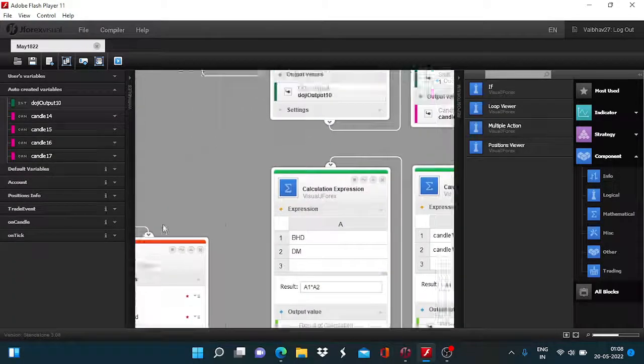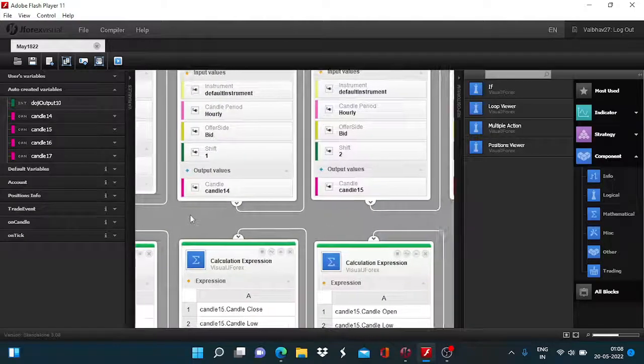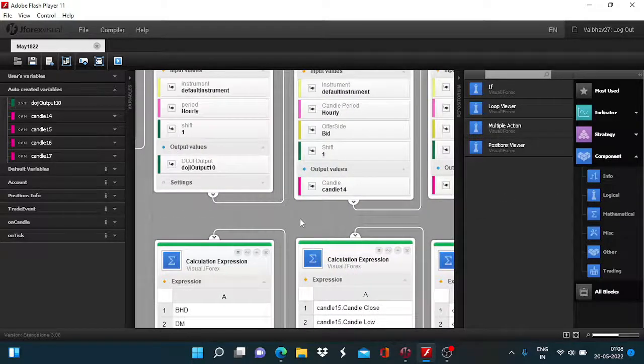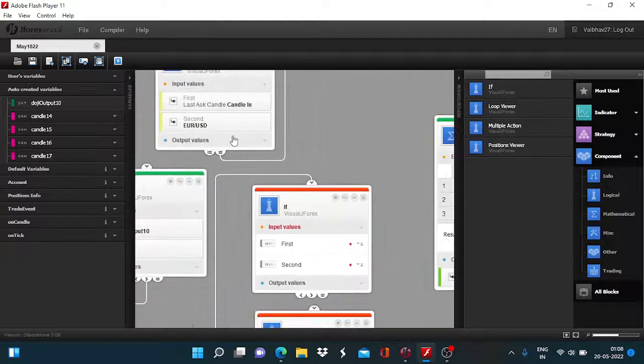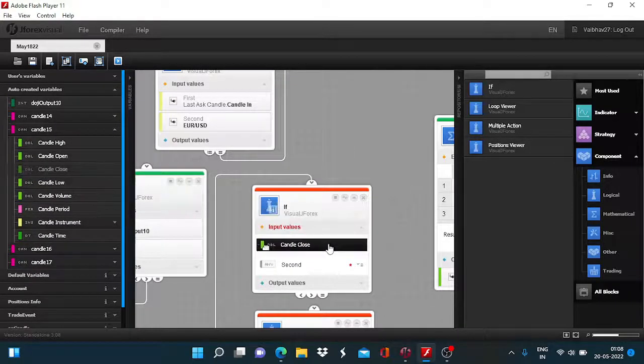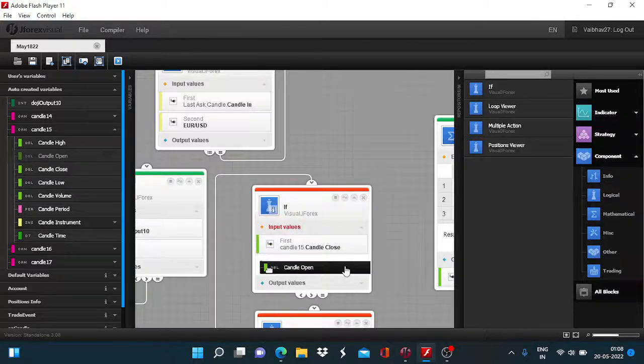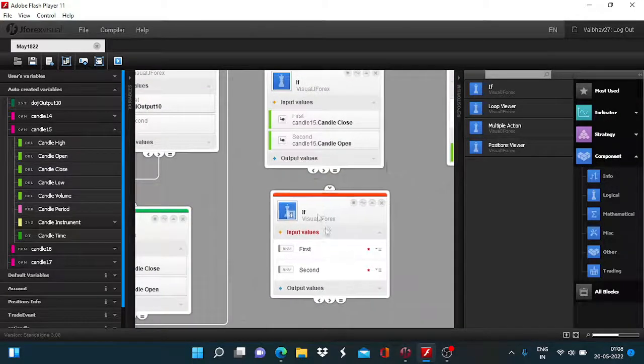Then we compare candle 15, which is the second last hourly candle. There also the closing value will need to be greater than the opening price. So again, first input greater than second input.